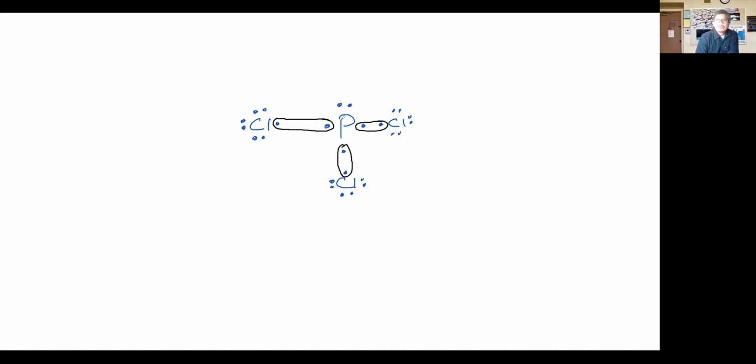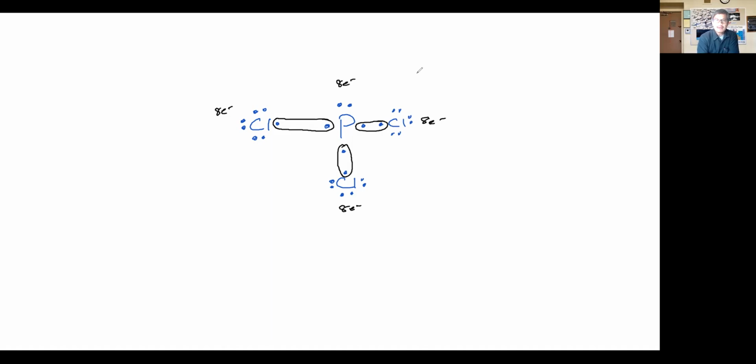And what you notice here is, if this is the case, then all the atoms involved will have their 8 electrons. Each chlorine will have their octet, and there it is. And here, phosphorus at this point also has its octet.